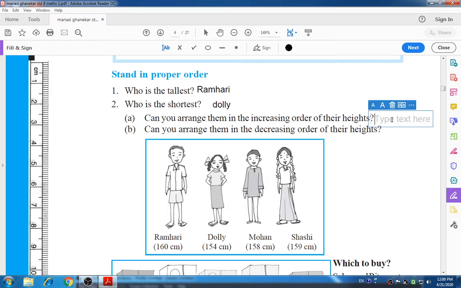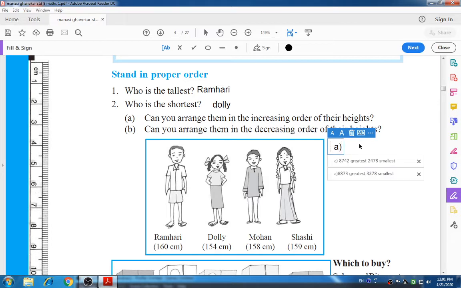Yes. The first will be, I will write here the answer. We have to find out the increasing order. That means we should start from the smaller or the shortest one, that is Dolly. Afterwards I can write, who will be there? Mohan. Yes, Mohan. Then Shashi. And then Ramhari. This is the increasing order of their heights.